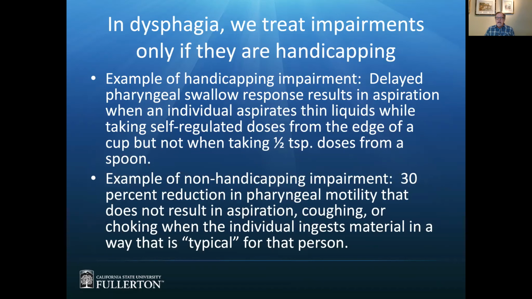In dysphagia, we treat impairments only if they are handicapping. And here's an example of a handicapping impairment. It's a delayed pharyngeal swallow response that results in aspiration when an individual aspirates thin liquid while taking self-regulated doses from the edge of a cup, but not when taking half teaspoon doses from a spoon. So it's not that they aspirate all the time, but they do when self-regulated doses are taken. In other words, they're just drinking from a cup as that individual normally would, but now they aspirate.